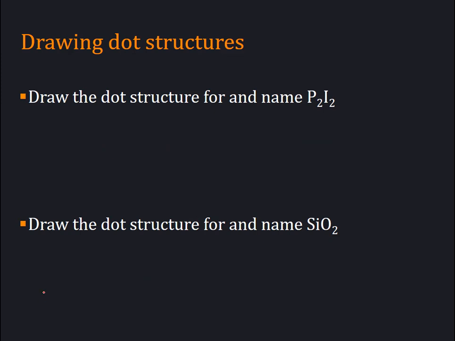A couple more. The dot structure for P2I2. P is phosphorus, and this one's a little bit tricky. Phosphorus has 1, 2, 3, 4, 5 valence electrons. Iodine has 7. 1, 2, 3, 4, 5, 6, 7. That means iodine can only make 1 bond. So we can have a whole chain of atoms in a molecule, but if something can only make 1 bond, it has to be at the end of the chain.